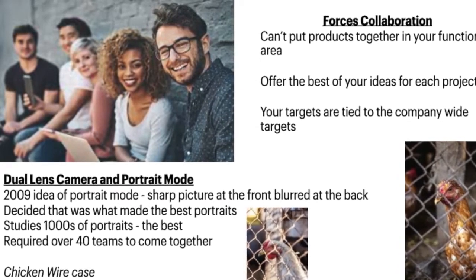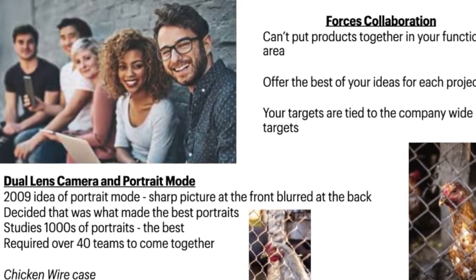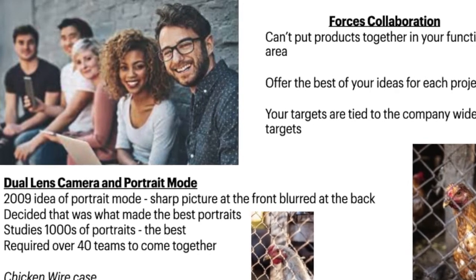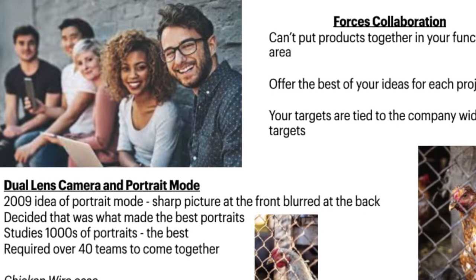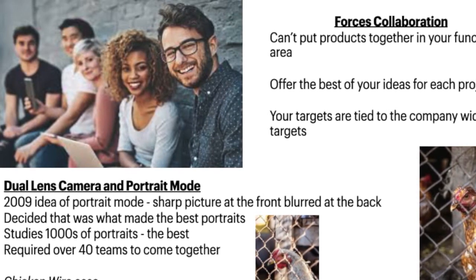And over 40 teams had to come together just for the camera of this phone. Okay, and they studied thousands of portraits and really looked at what the best was. And they had massive debates. And in the end, they decided collectively to delay the shipping of the phone until they could get it absolutely right. And that's really important because remember, their targets are tied to the company-wide targets. And if you don't ship that phone, it means you don't hit your financial targets that year.